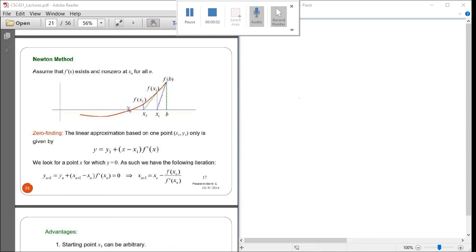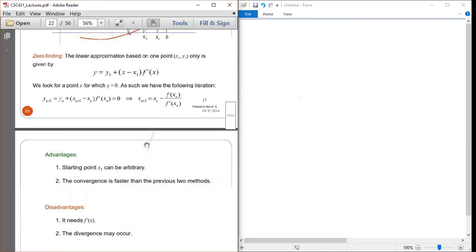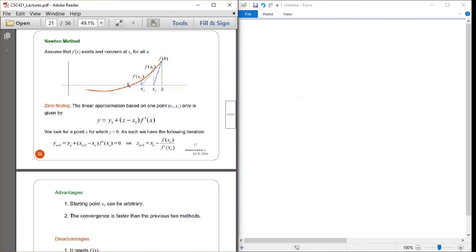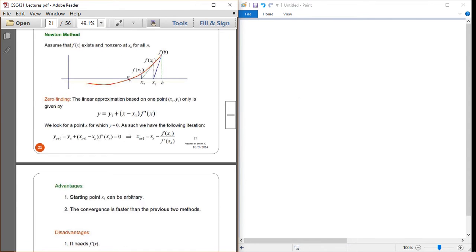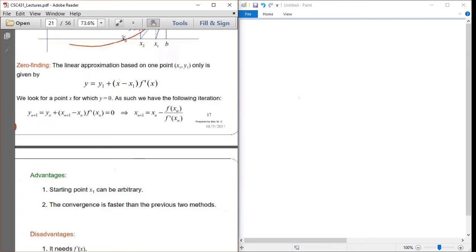Alright, so briefly I'll be speaking on the Newton method, and it's a faster way to find our root within the given boundary. As the Newton method states here, for zero finding, the special case, the linear approximation based on one point x1, y1 only is given by y equals y1 plus x minus x1 into f prime of x, and we now have a condition to work with this. As soon as there's an example, we'll be looking at that.